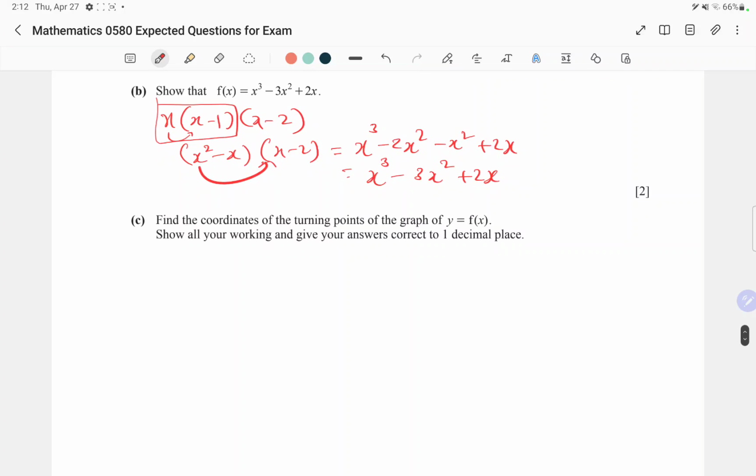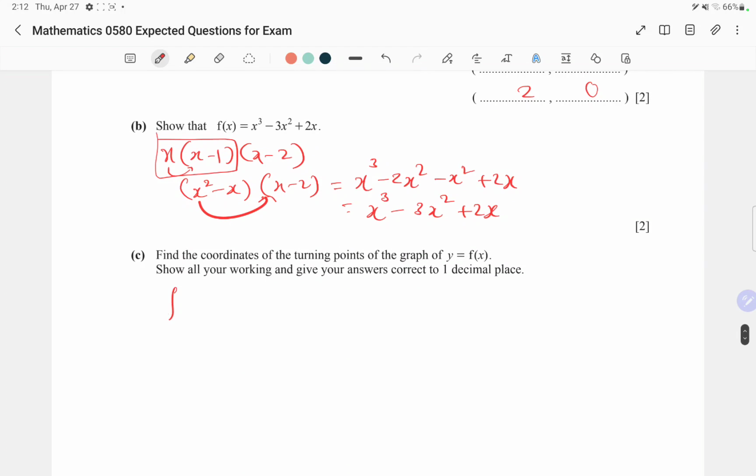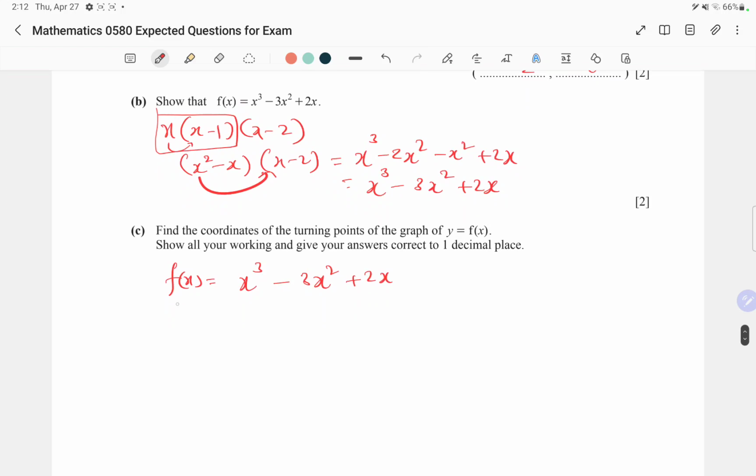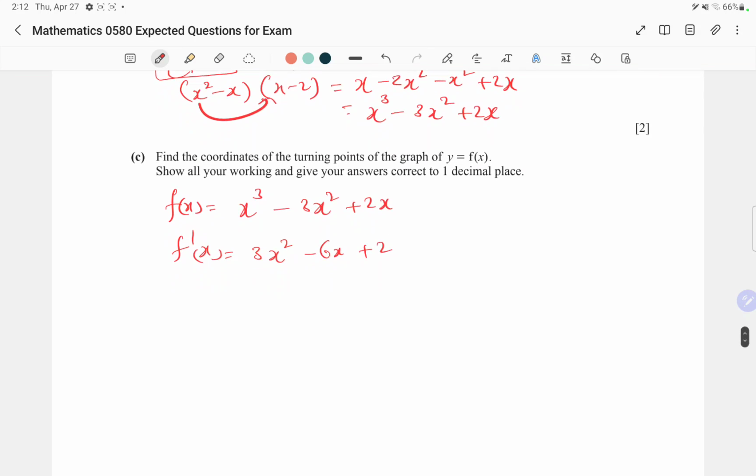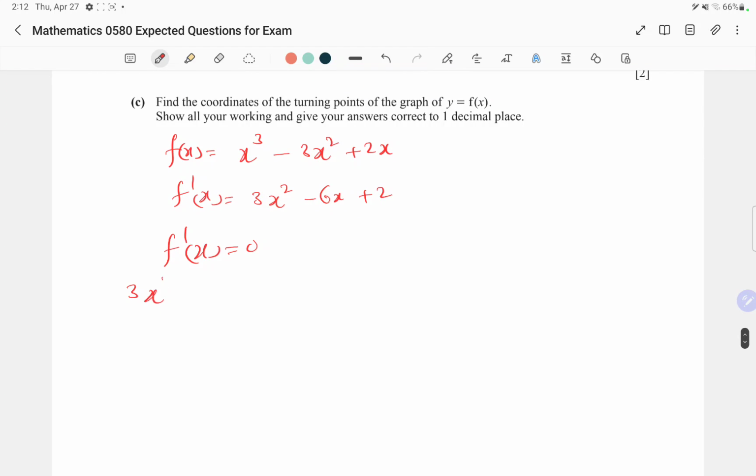Okay. Find the coordinates of the turning point or stationary point. No problem. So f(x) is x cubed minus 3x squared plus 2x. Just differentiate, which will be f dash x equals 3x squared minus 6x plus 2, because the differentiation of 3x squared is 3 times 2x, which is 6x. Now for the turning point, we know that f dash x should be 0. So 3x squared minus 6x plus 2 should be 0.